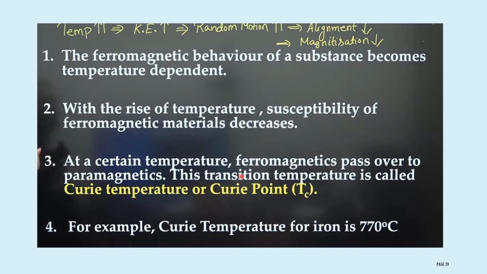At a certain temperature, ferromagnetic passes over to paramagnetic. This transition temperature is called Curie temperature or Curie point. If you increase the temperature, the atoms gain more kinetic energy, then the motion of the atoms will be more, the alignment will decrease, and magnetization will decrease. At that particular point, the ferromagnetic material will be converted into paramagnetic material. That transition temperature we call the Curie temperature or Curie point. For example, Curie temperature for iron is 770 degrees centigrade.